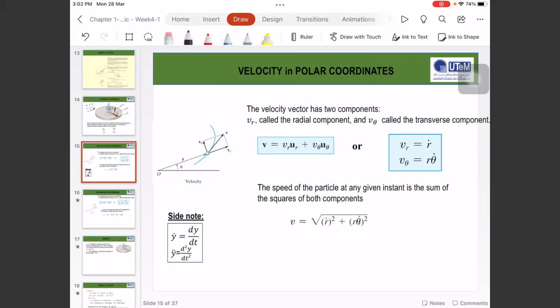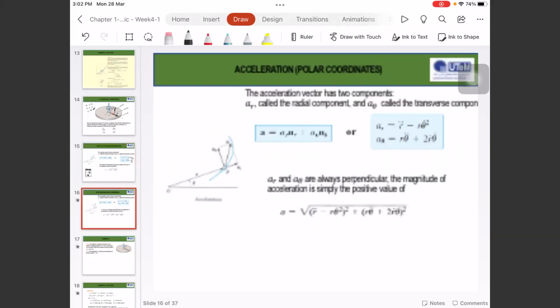Maksud dot tu apa? R dot is equals to dr over dt. Okay, dot tu bermaksud over dt lah. Okay, so R theta dot means R d theta over dt, right? So itu that is for velocity.